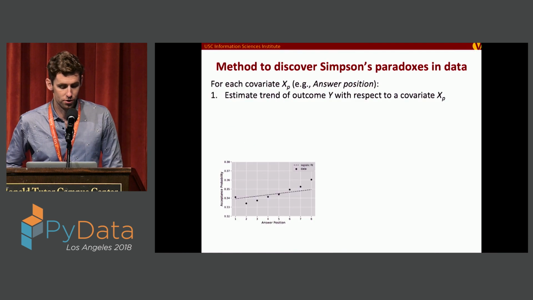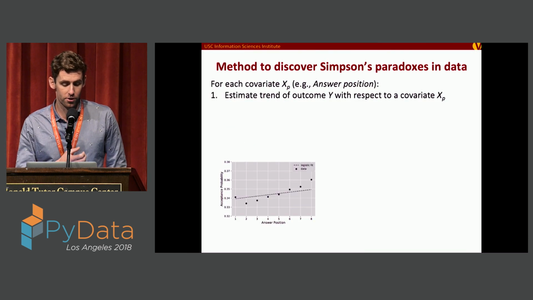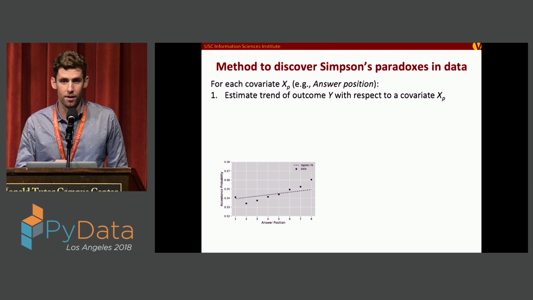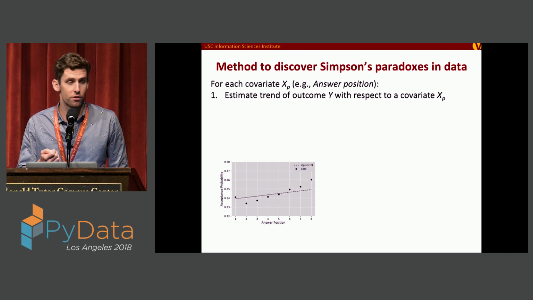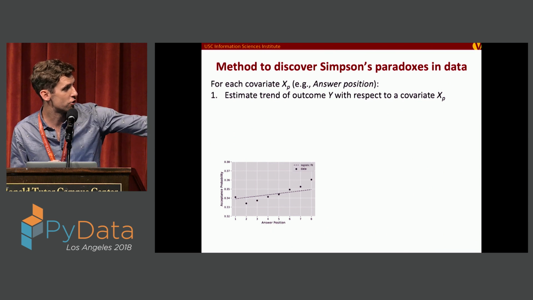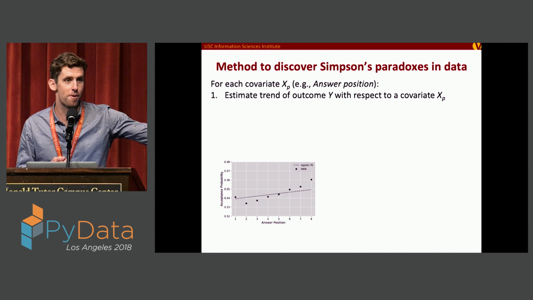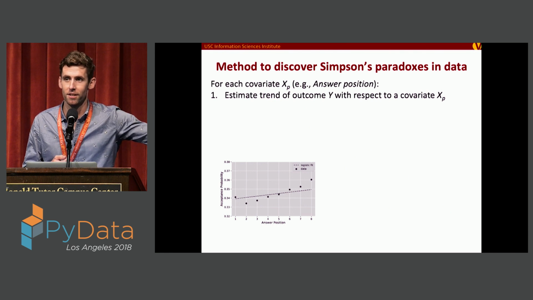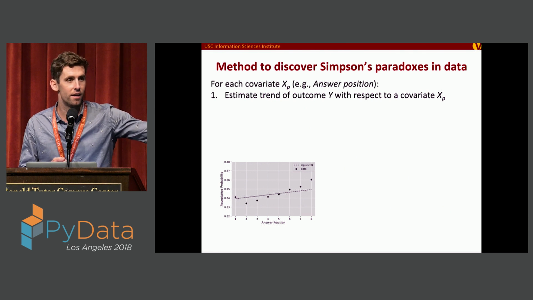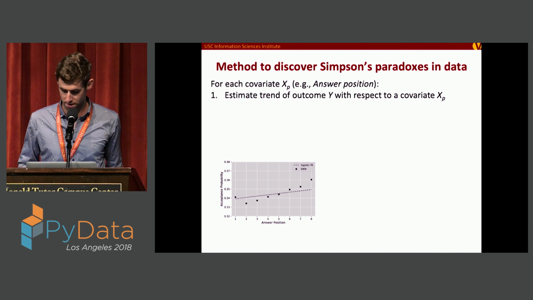So how does it work? For each covariate, for example, I talked earlier about Stack Exchange and answer position, we estimate the trend in the outcome variable, which is acceptance probability, with respect to the variable. In this example, we just use a linear model, a logistic regression model, to fit the trend. And we get a linear coefficient, which we can check: is it statistically significantly increasing? Is it 0, or is it decreasing?